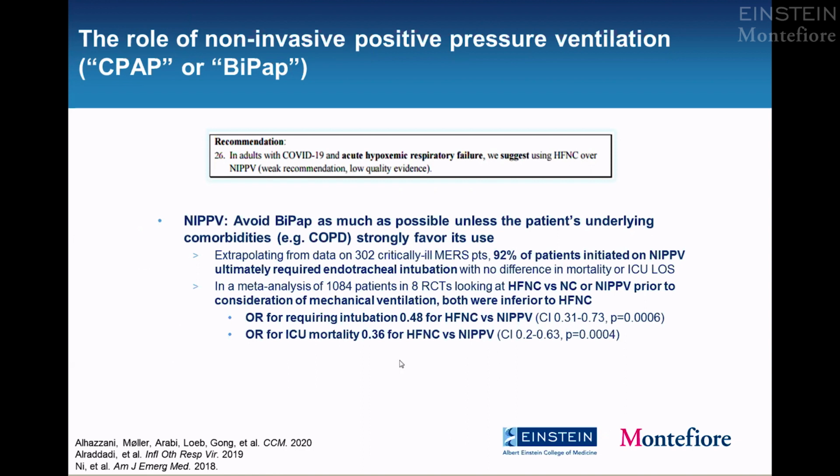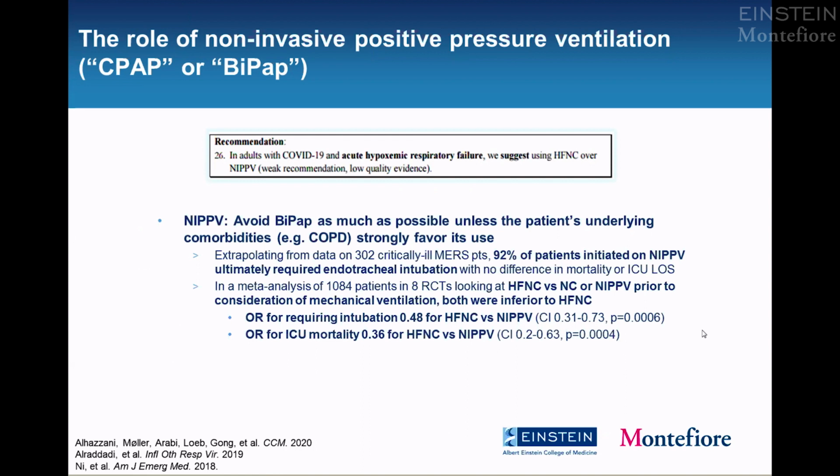Well, we don't have really much on COVID-19 specifically, but looking at data from the last major coronavirus outbreak, which is the Middle East respiratory syndrome virus, also a coronavirus, a retrospective study looked at 302 critically ill patients with MERS who received non-invasive ventilation. 92% of those patients went on to require intubation. There's no difference in mortality or ICU length of stay for these patients.